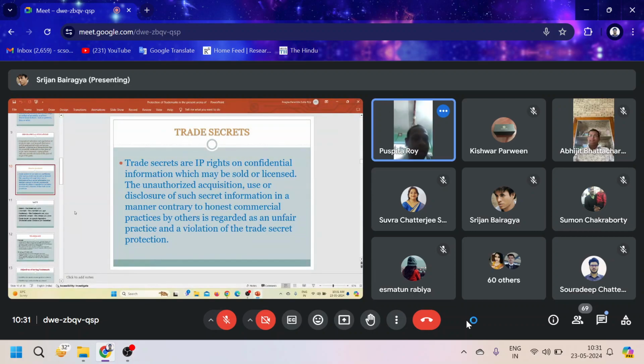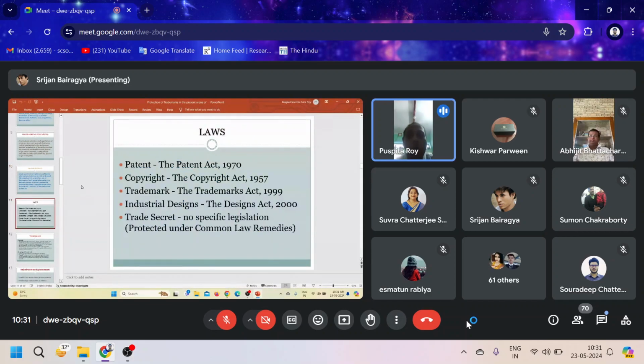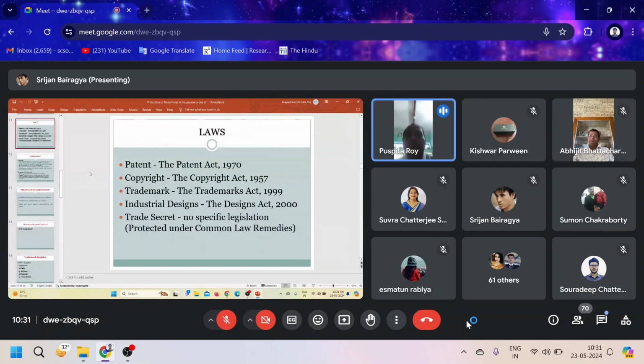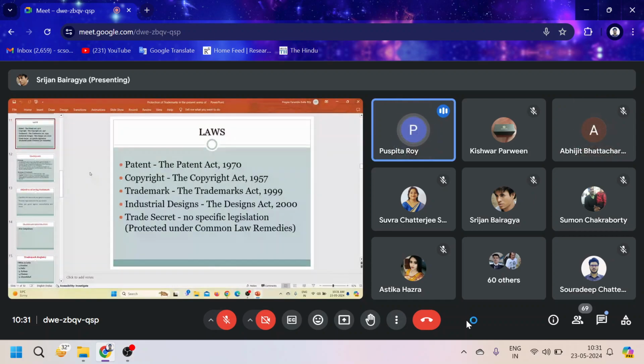Right. Next slide. Now the laws, the laws that deal with the different types of intellectual property. Firstly, patent is dealt with by the Patents Act of 1970, copyright under the Copyright Act of 1957, trademark under the Trademarks Act of 1999, industrial designs under the Designs Act of 2000, and for trade secrets, actually there is no specific law, and they are protected under common law remedies.